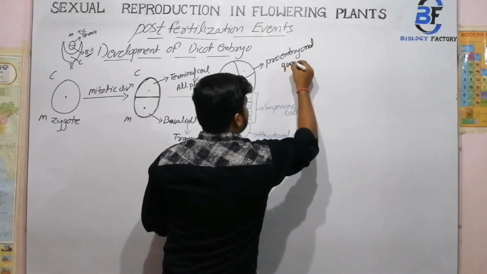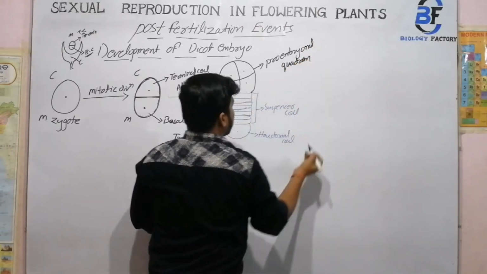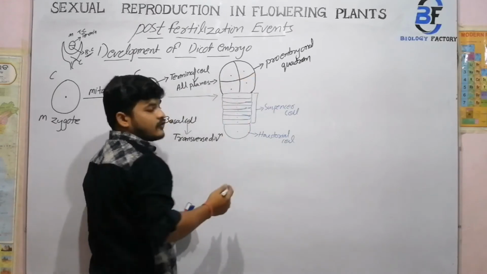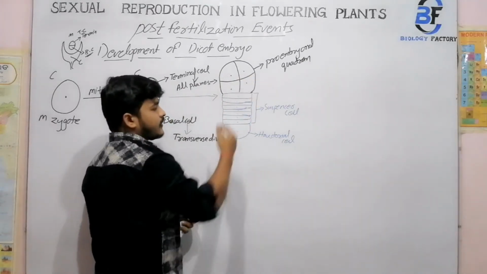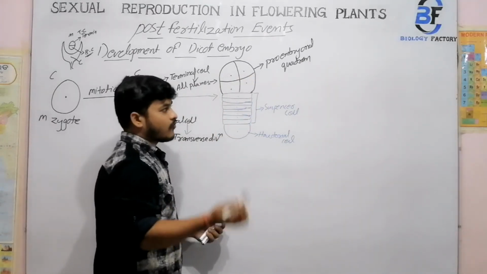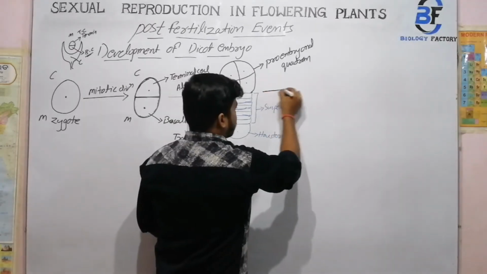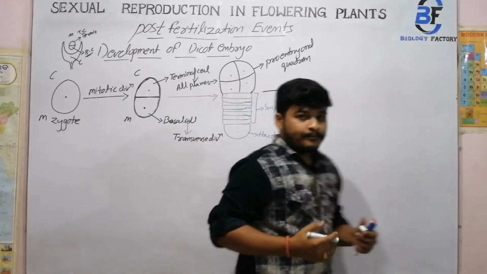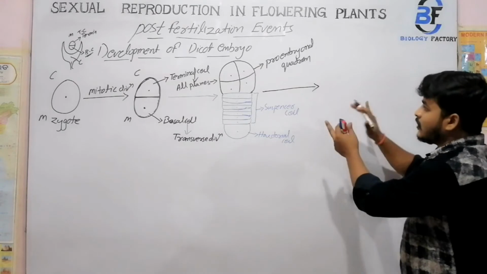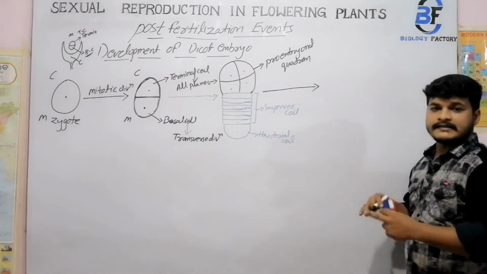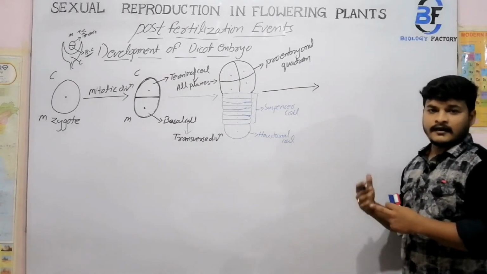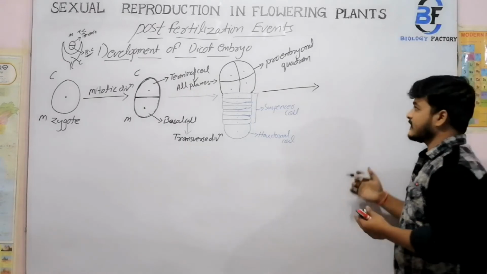In some books you will find it written as proembryonal quadrant, because as it is divided to form 4 cells, it is written as a proembryonal quadrant. Next, the proembryonal quadrant again divides, and it forms 8 cells.